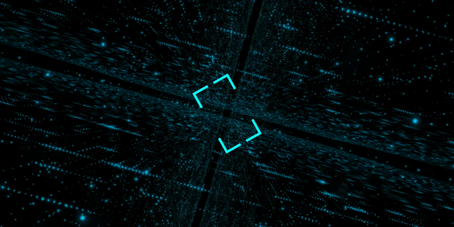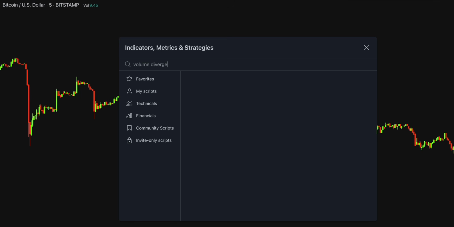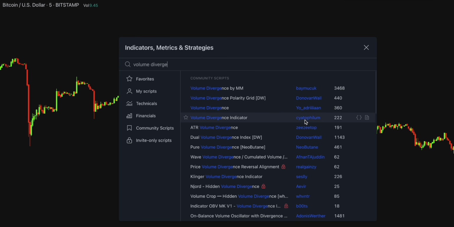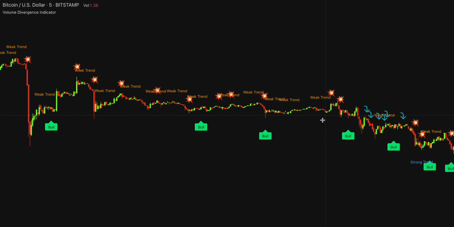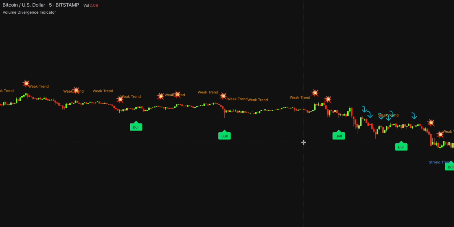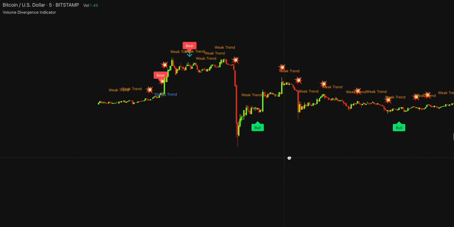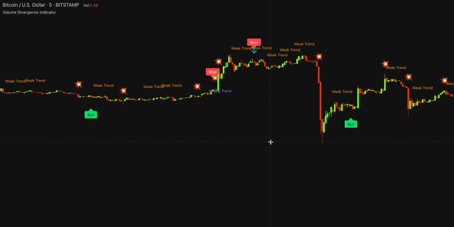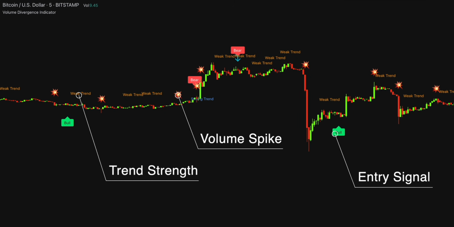So in third place, we've got a tool called the Volume Divergence Indicator. The creator's name is C.A. Tofilum. The Volume Divergence Indicator is a powerful tool that helps traders identify potential price reversals in the market by analyzing volume data. It does this by comparing the direction of the price trend with the direction of the volume trend. The indicator has several features including divergence signals, volume spikes, volume contractions, and volume trend signals.